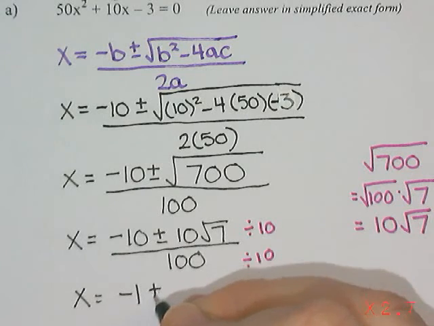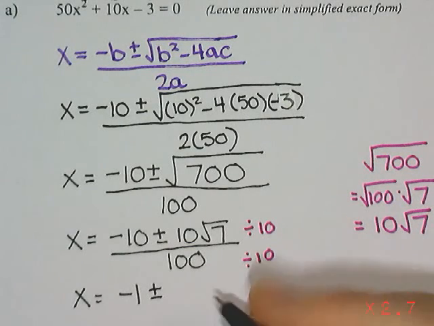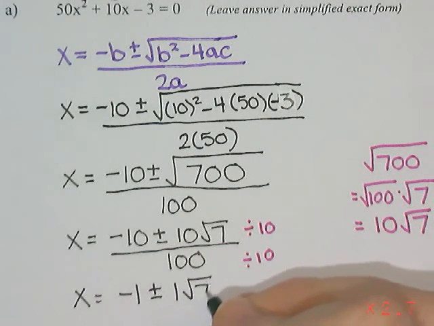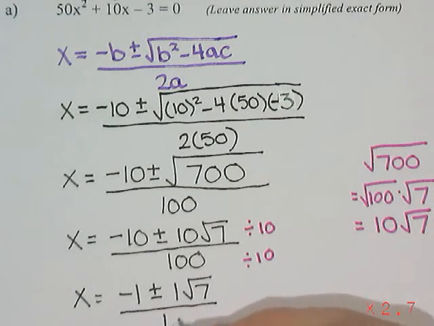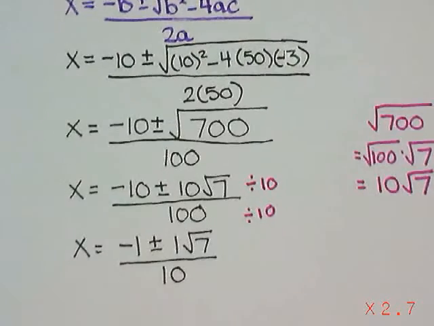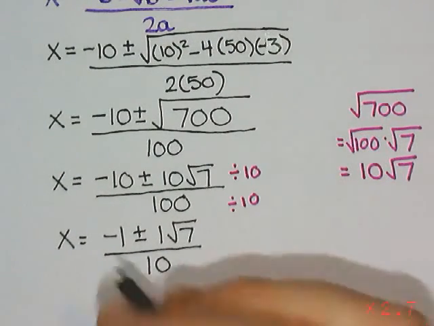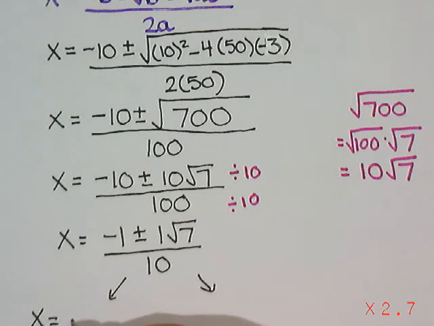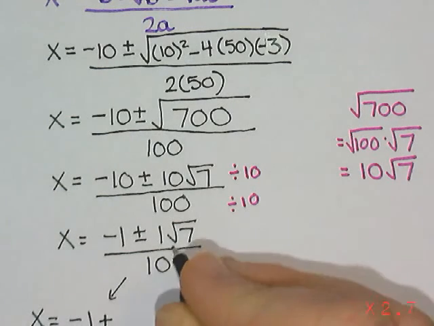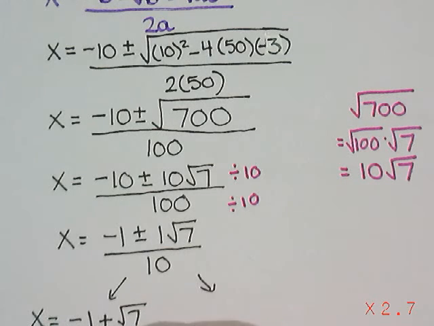So negative 10 divided by 10 is negative 1. Plus or minus, and then 10 divided by 10 is 1. So I could write 1 root 7 or I could just write root 7. That 1 likes to hide. And then 100 divided by 10 is 10. Now, I don't think I can simplify that any further, but I am going to split it into my two final answers. So x is either going to equal negative 1 plus the square root of 7, divided by 10, or x equals negative 1 minus the square root of 7, divided by 10. Those are my two solutions.